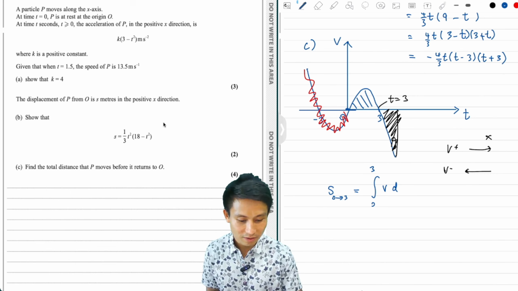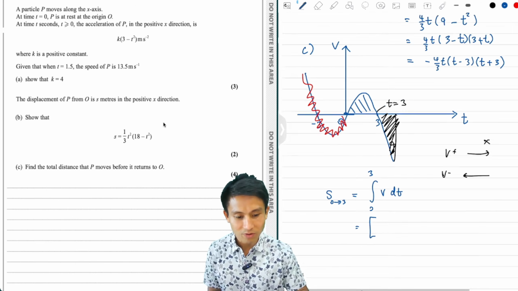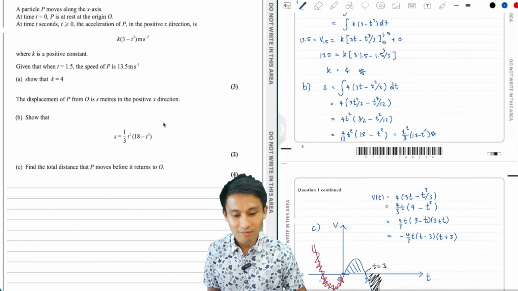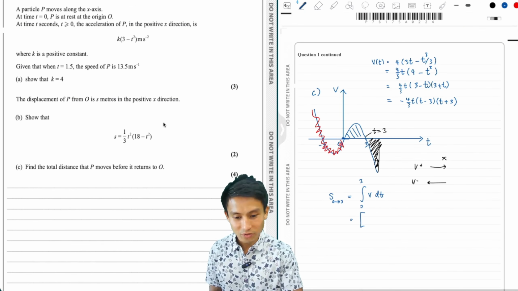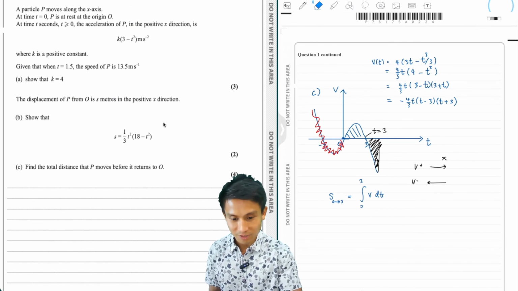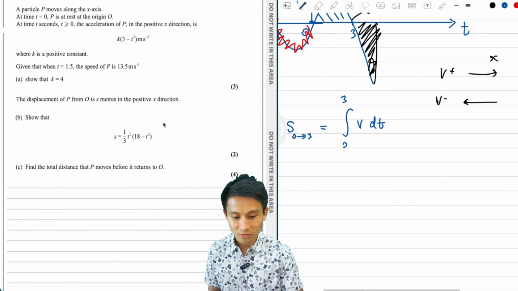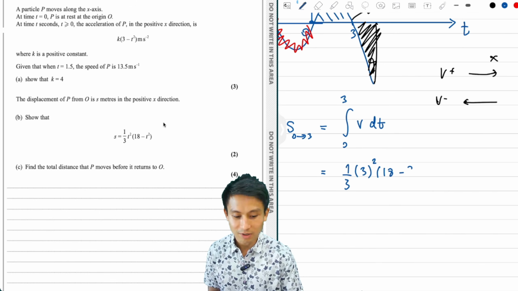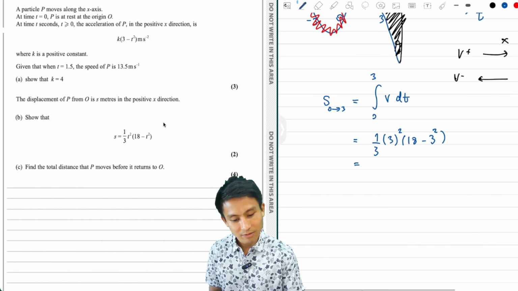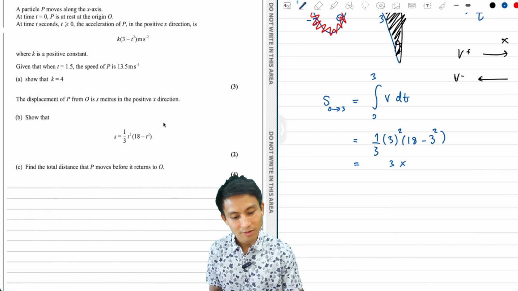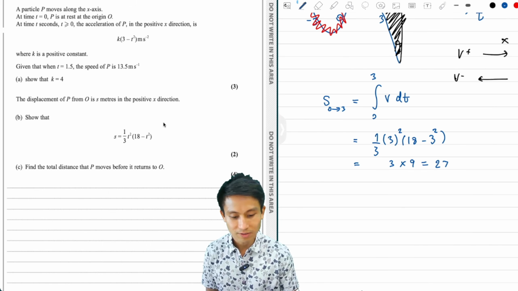Integral v dt, right? Or basically because we already got the velocity function there. Yeah, or we can use the displacement function. So we're just going to do 1 over 3, 3 to the power of 2, 18 minus 3 to the power of 2. Yeah? So that's 3 times, what's that? 18 minus 9, so that's 9, that's 27.